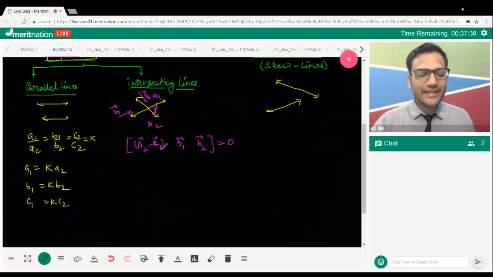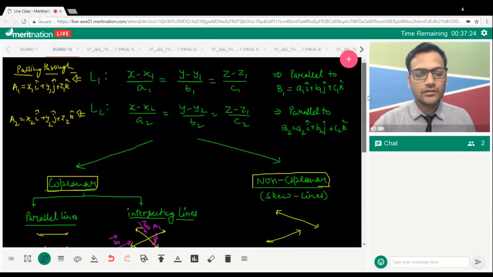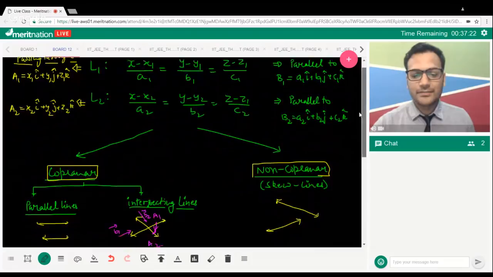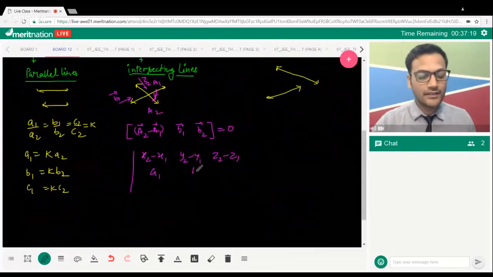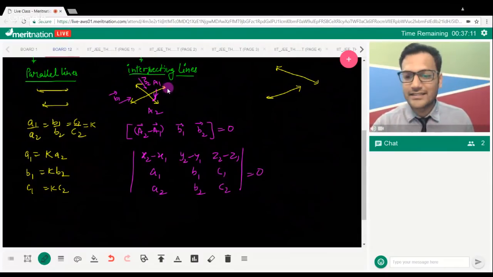If I expand it to get the normal Cartesian form, A2 minus A1 can be written as X2 minus X1, Y2 minus Y1, Z2 minus Z1 in the scalar triple product. And B1 and B2 have their own corresponding values, A1, B1, C1, and A2, B2, C2. This is how we expand the scalar triple product. So if this is equal to 0, then we say the lines are intersecting.